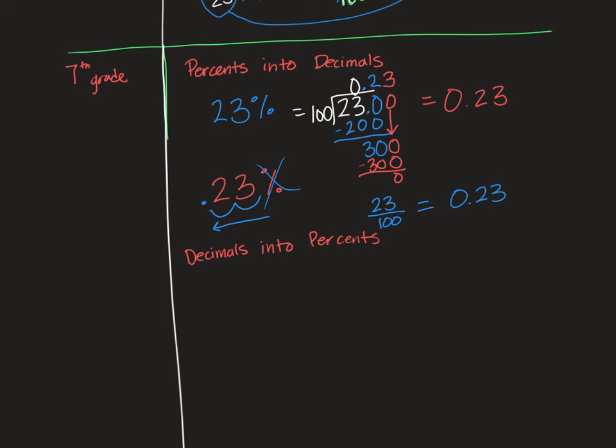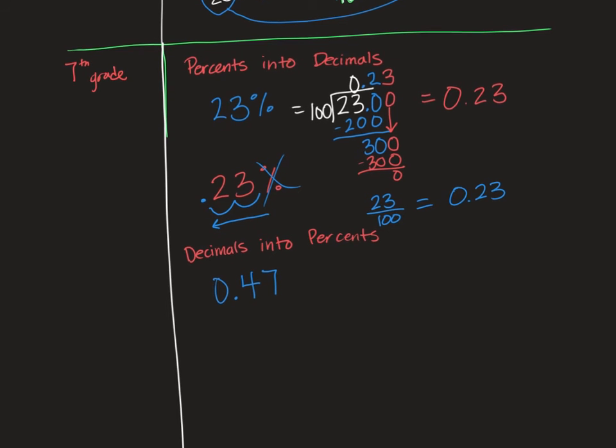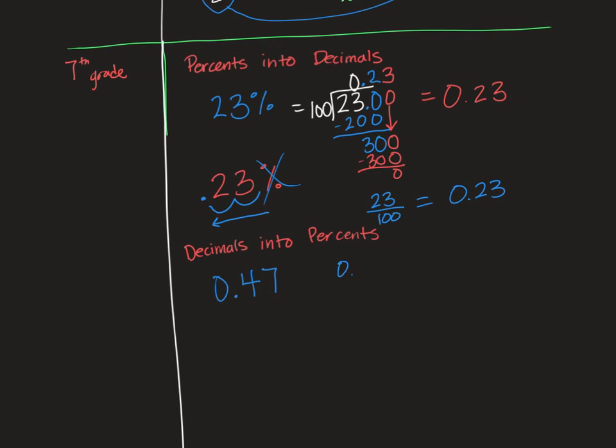Now you could use the same thing backwards for decimals into percents. So let's say you're given 0.47. If you want the percentage, you can say that that's 47 hundredths. Or you can actually multiply. Instead of dividing, you multiply. So you multiply 0.47 times 100.